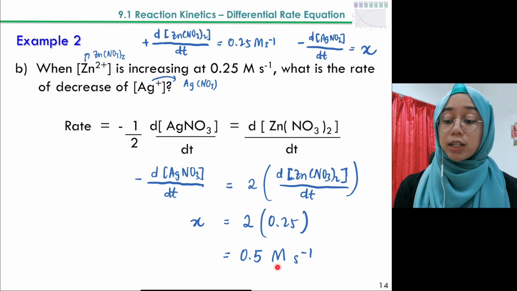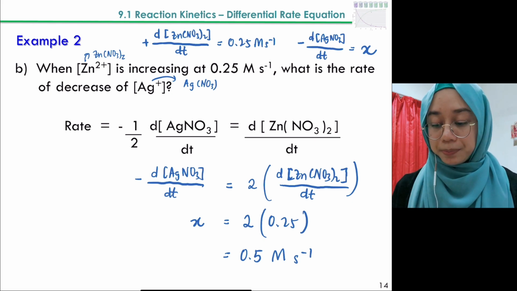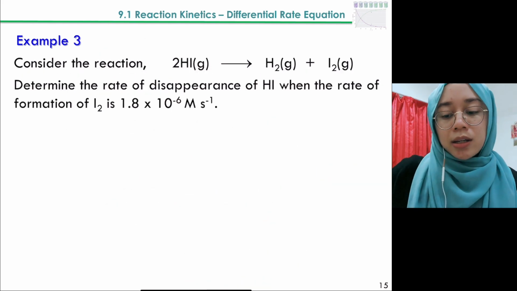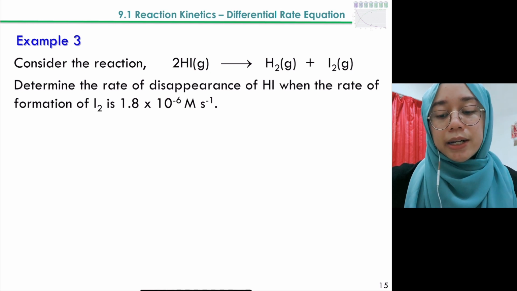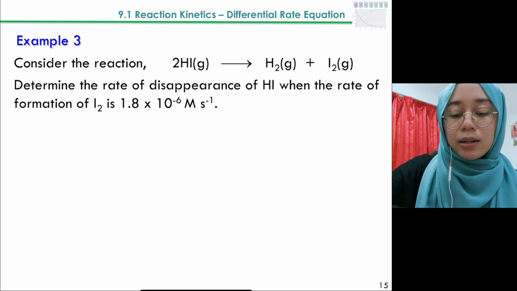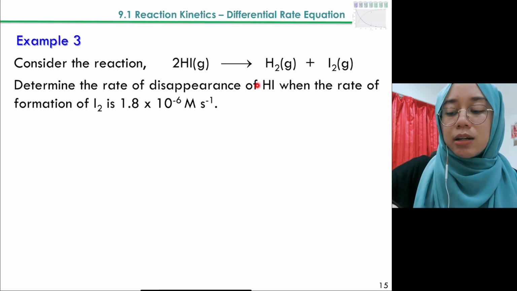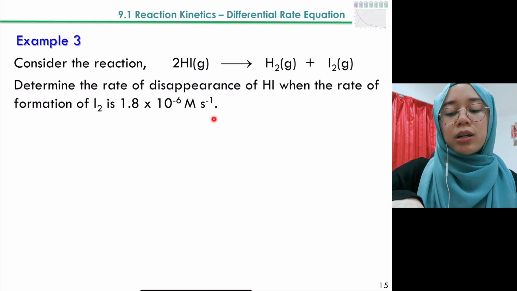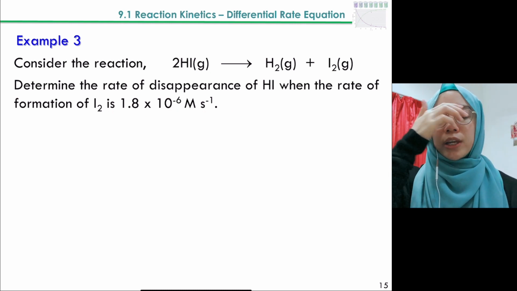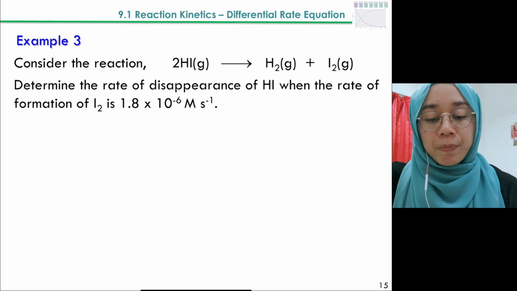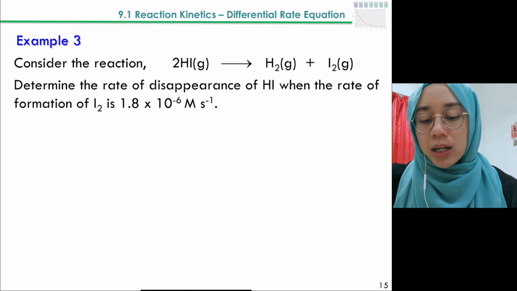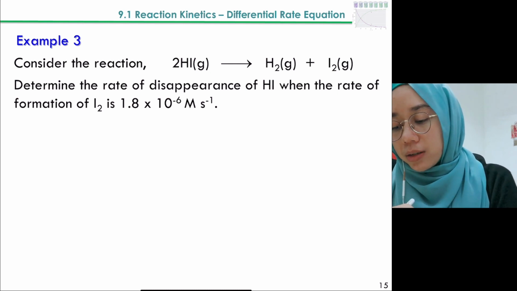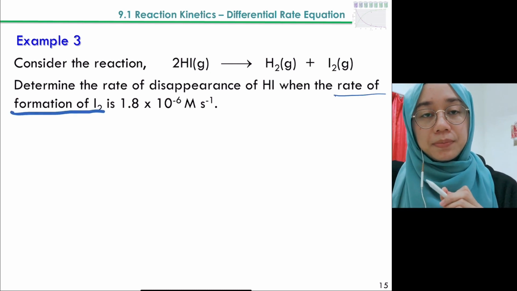Okay, so kita try tengok pula untuk example 3. Okay, so consider the reaction. So kita ada hydrogen iodide gas producing hydrogen gas and also iodine gas. So determine the rate of disappearance of HI when the rate of formation untuk kita punya iodine ni adalah 1.8 exponent molar per second. Okay, so kita try keluarkan data yang ada dahulu. Okay, so the only data yang kita ada adalah this one, rate of formation untuk iodine. Okay, itu data yang ada.